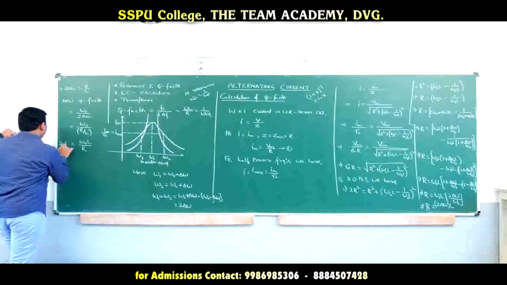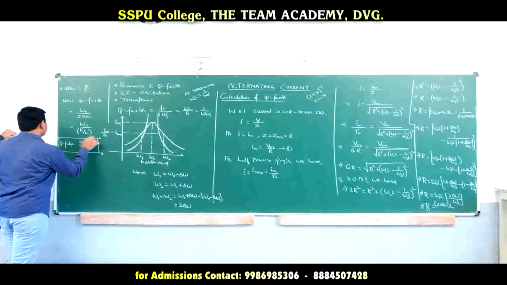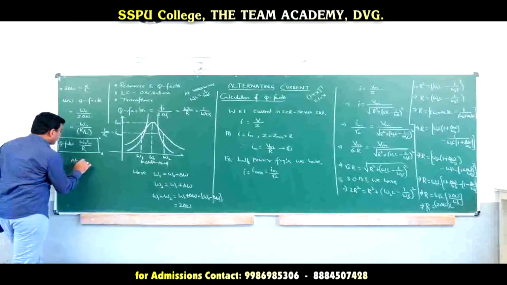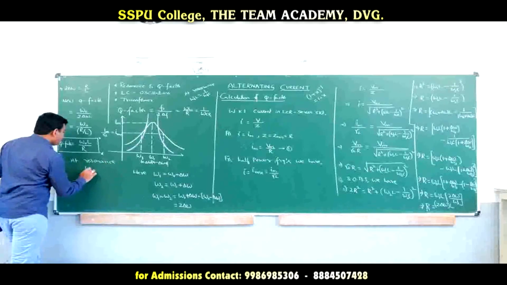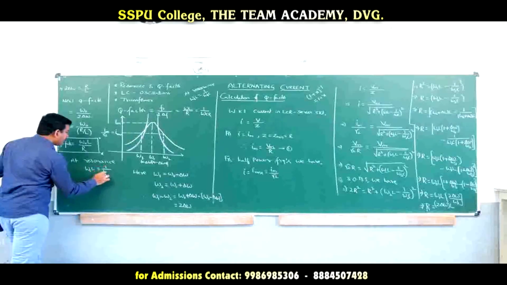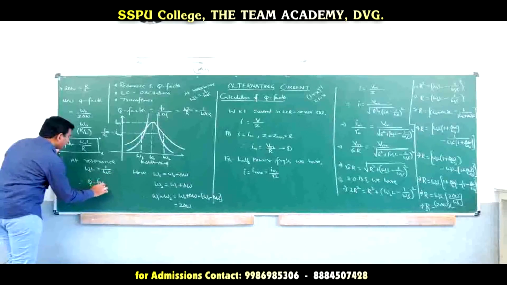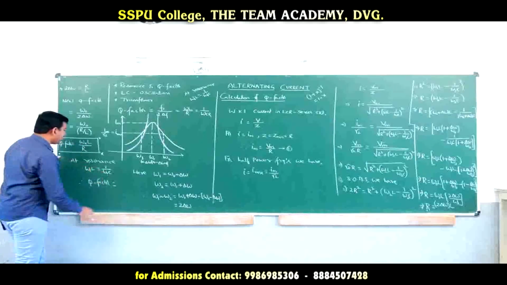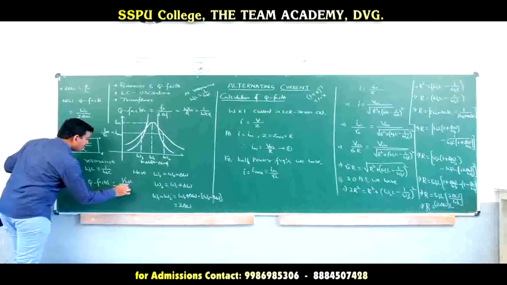Q factor is equal to omega naught L divided by R. Yes or no? But at resonance we also have omega naught L equal to 1 by omega naught C. Therefore, the Q factor can also be written by replacing omega naught L with 1 by omega naught C. Then I will get 1 by omega naught C divided by R.